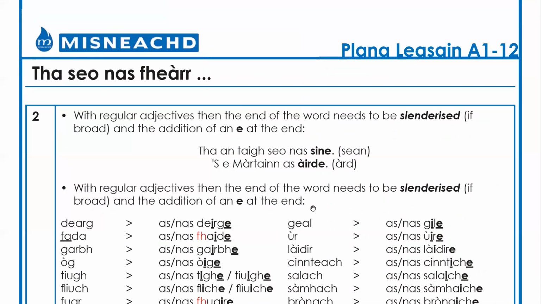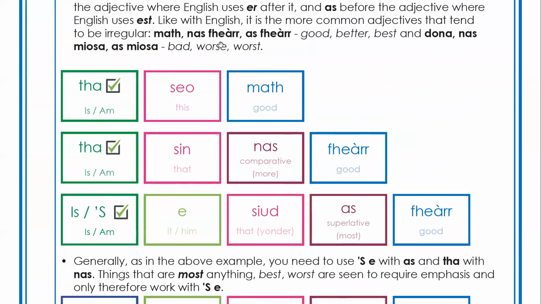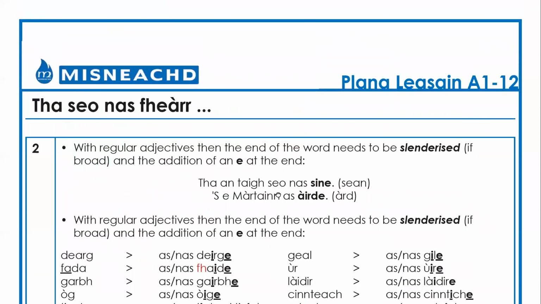So that's just introducing the two most common irregular, maith, níos fearr, is fearr, dona, níos measa, is measa. But what is the rule with regular adjectives?